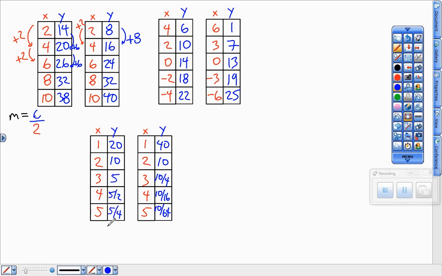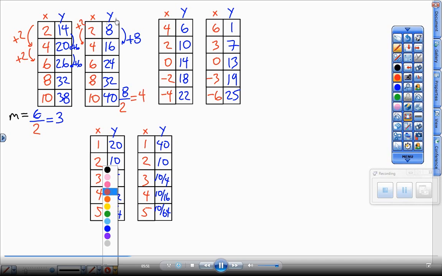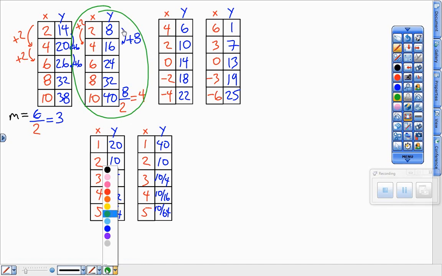So again, the slope of 3 is not quite as steep as a slope of 4. So 8 over 2 gives me a slope of 4. So I can see this second table has a greater rate of change. And then for this table, all I could tell is that it's linear.